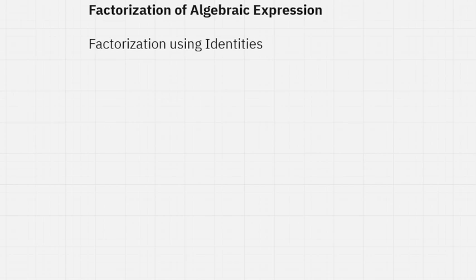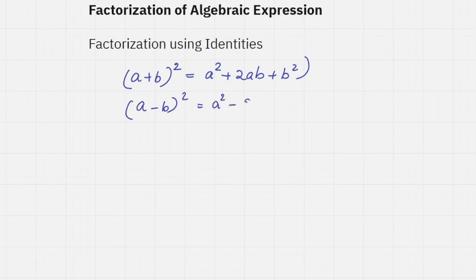Factorization using identities. We know that a plus b the whole square is equal to a square plus b square plus 2ab. A minus b the whole square is equal to a square minus 2ab plus b square, and a square minus b square is equal to a plus b into a minus b. So these are all the three formulas we will be using for the factorization. Let's see with an example.